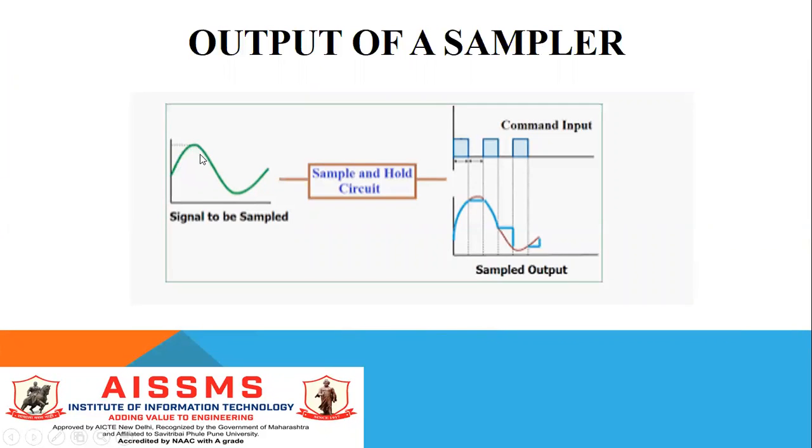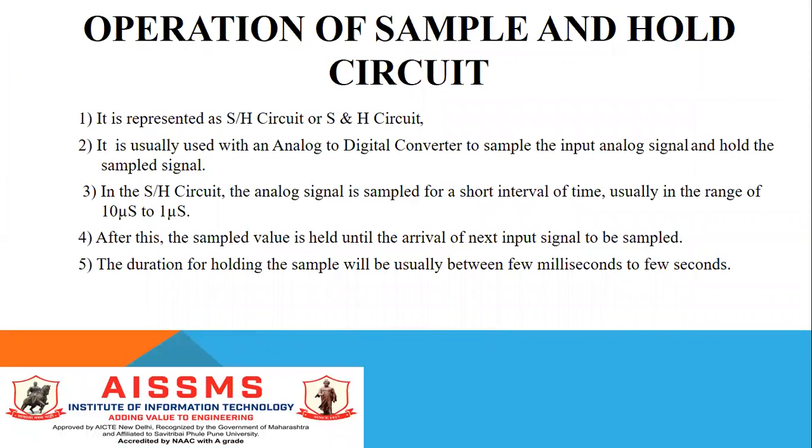We have the analog signal, which is to be sampled, given to the sample and hold circuit. It is being sampled and the final output would look like this. It is represented as a sample and hold circuit or S&H circuit.